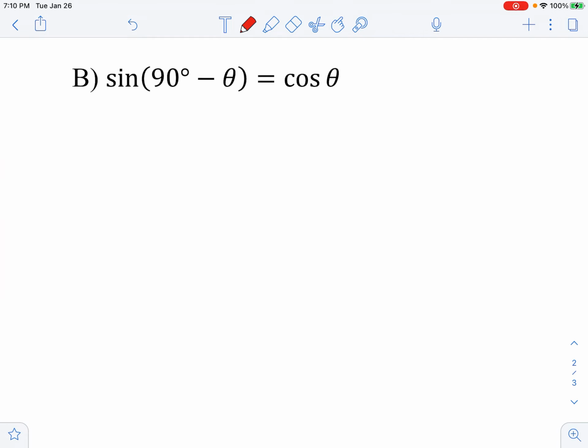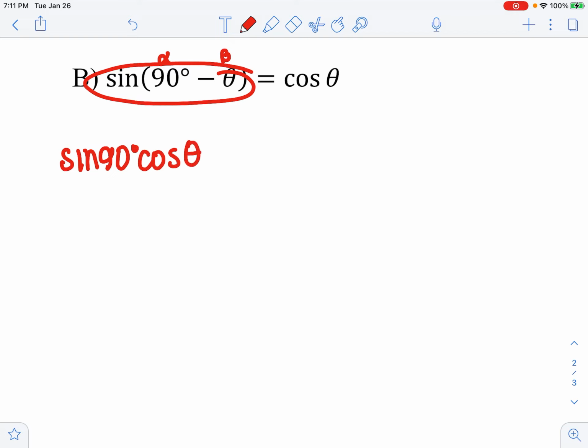Okay, let's try another one. So prove that it's true, right? We already know that it's true because it's your co-function. But let's just prove that it's true. This is an angle, we'll call it alpha. This is an angle, we'll call it beta. This is the side that we are going to manipulate. So sine goes sine, cosine, cosine, sine. So sine of 90, cosine of theta. Keep the sine, cosine, sine. Cosine 90, sine theta.